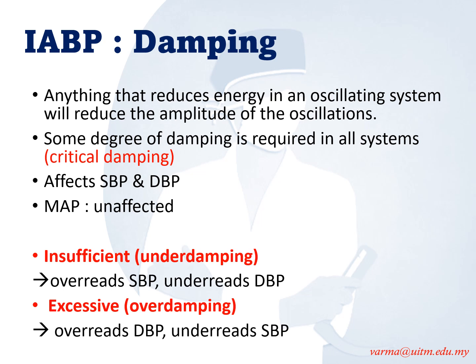When there is insufficient damping, it is called underdamping, and underdamping causes overreading of systolic blood pressure and underreading of diastolic blood pressure. Whereas when there is excessive damping, called overdamping, it overreads diastolic blood pressure and underreads systolic blood pressure. Next, we're going to look at the arterial blood pressure waveform with various damping.